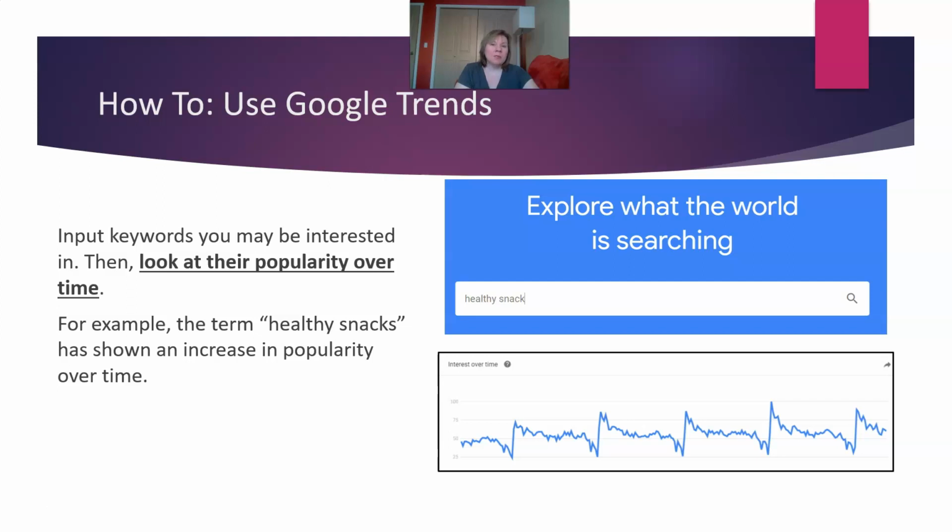You can also use Google Trends, which looks at popularity over time. This can also be good for seasonal types of topics. For example, the term healthy snacks has shown an overall increase in popularity, and you can also see that there are general spikes in popularity as well.